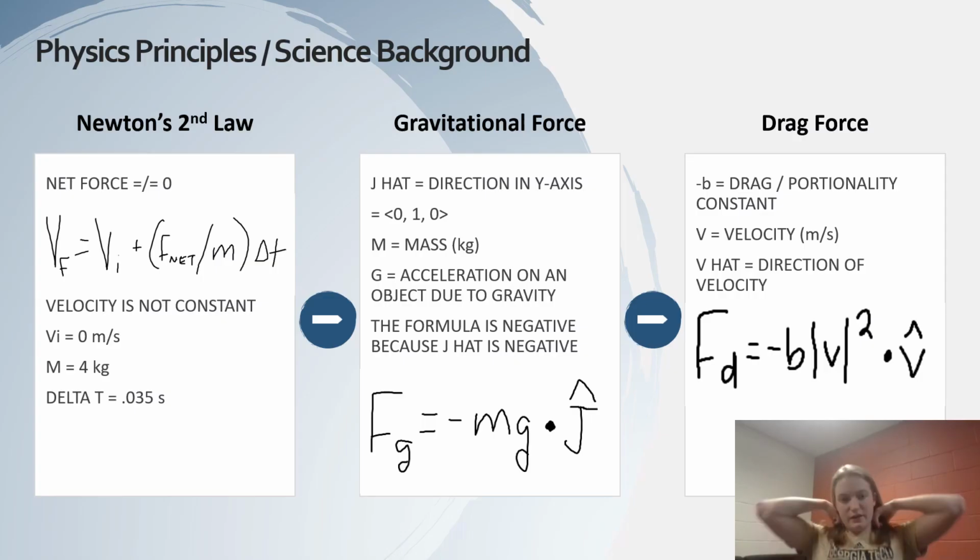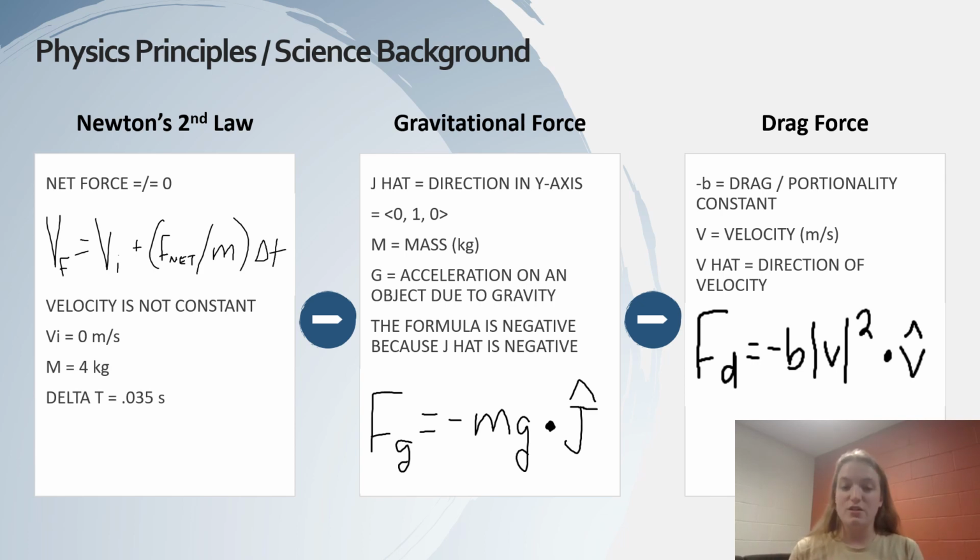Here are some of the physics principles and scientific background. The first thing we need to look at is Newton's second law. Like I said, v final and v initial are not going to be the same. Since velocity is not constant, I thought it would be better to use the v final equation instead of just F net equals ma. In this equation, velocity initial is 0 meters per second, the mass is 4 kilograms, and delta t is 0.035 seconds. Then we're going to look at how F net is actually negative instead of just being 0 and constant like the lab from last week.